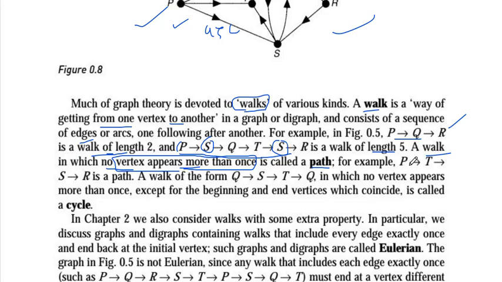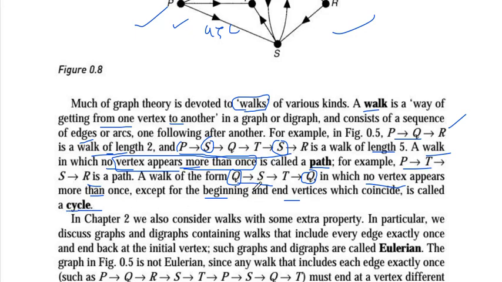They have also given PTSR, which is also a path. A walk of the form QSTQ, in which no vertex appears more than once except for the beginning and end vertices, which coincide, is called a cycle. They have started from Q and again ended their walk at Q. We start from home and again end at our home after shopping. So this is called a cycle.